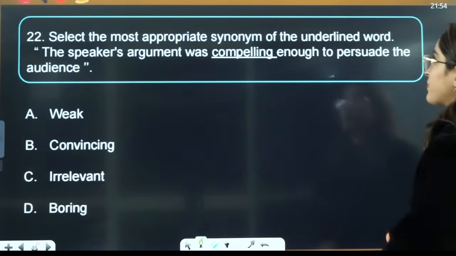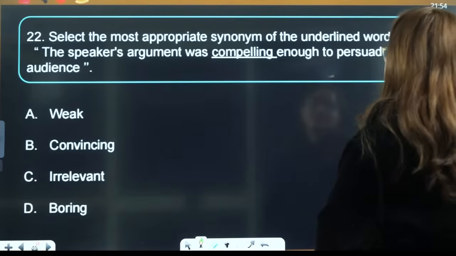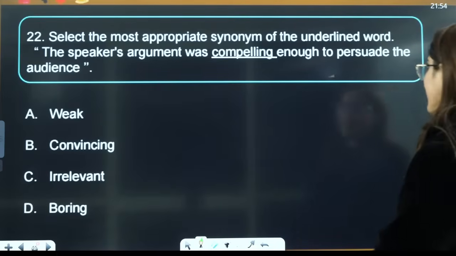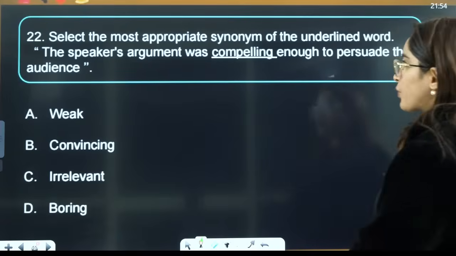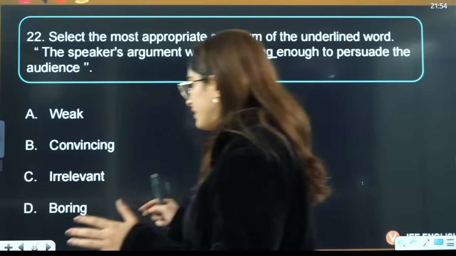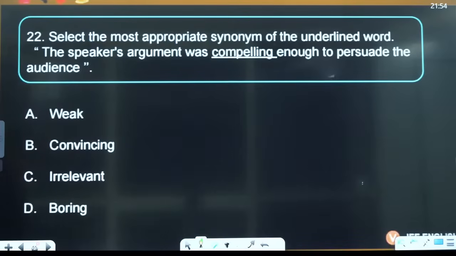Okay. Select the most appropriate synonym of the underlined word. The speaker's argument was compelling enough to persuade the audience. Now this one is even more interesting because they have not given you a single thing here.